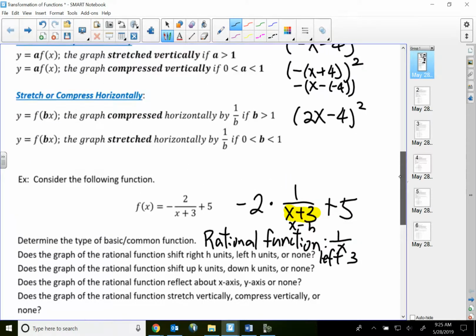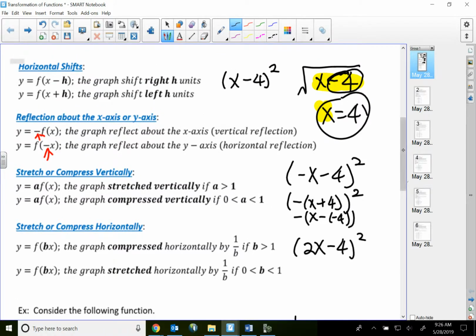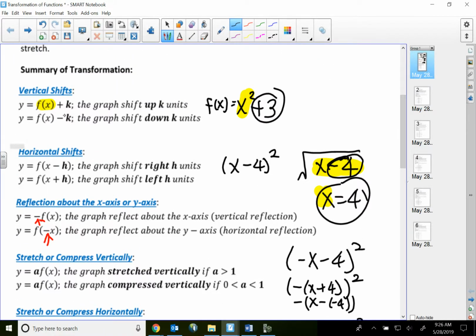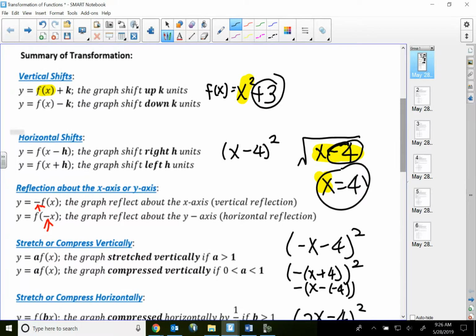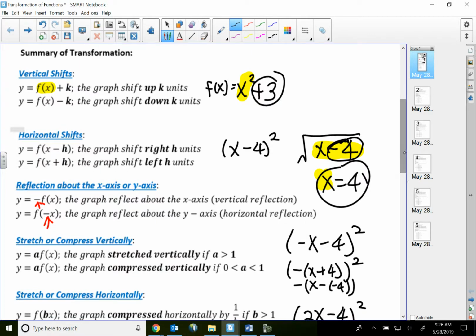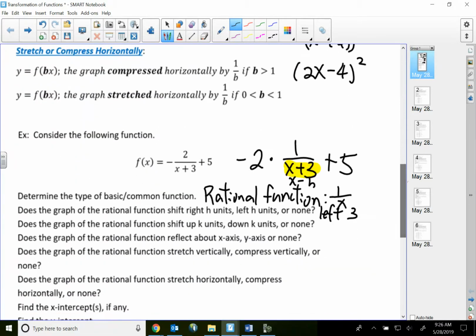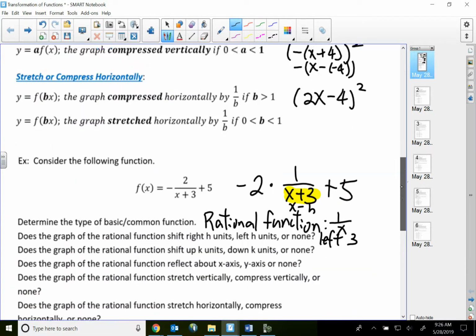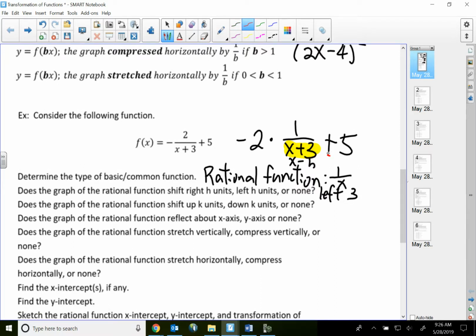All right, where's my k? My k is always going to be outside of my function. It's the other term, the second term, the term not part of my basic or common function. So that's referring to the plus 5 part. The negative 2 times 1 over x plus 3 is still going to be one term here. So the extra term is the positive 5, and positive 5 means I will shift up 5 units.